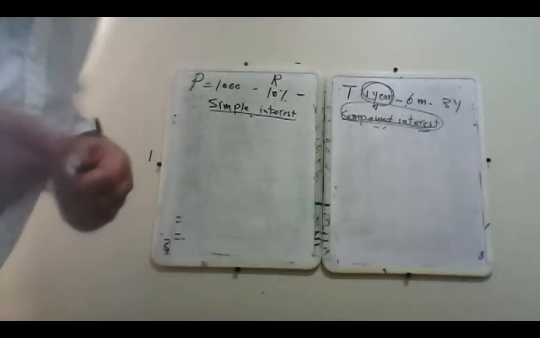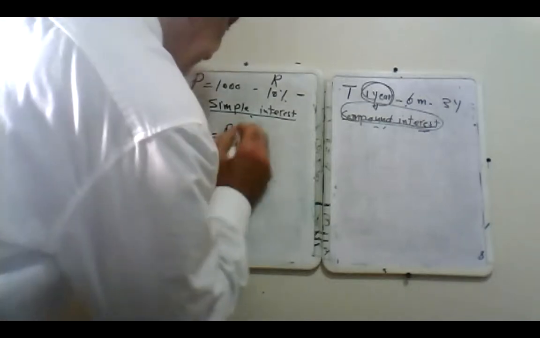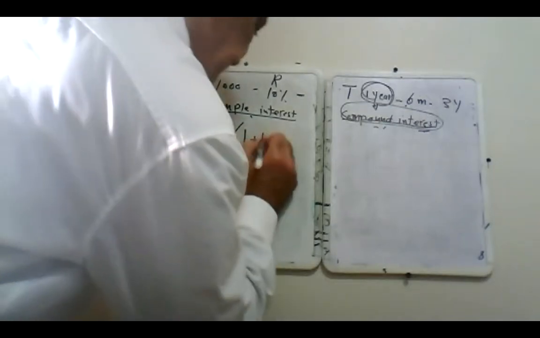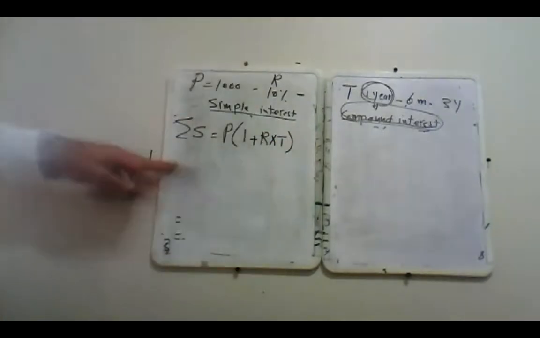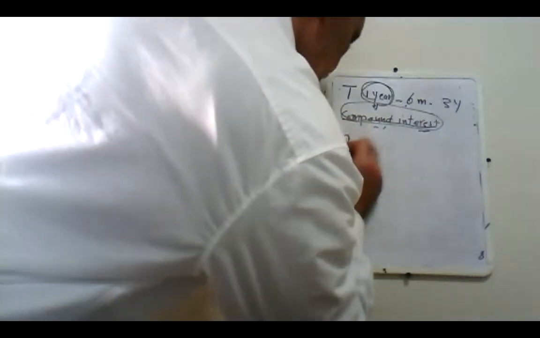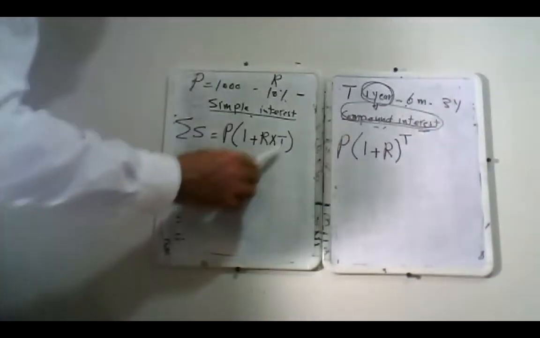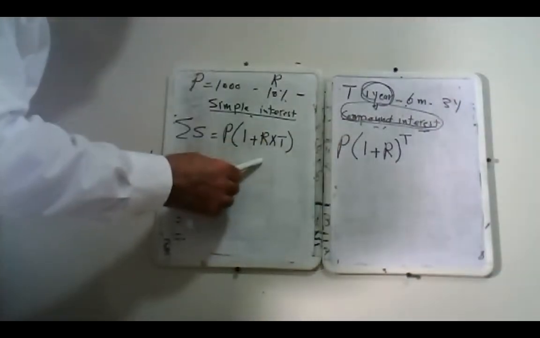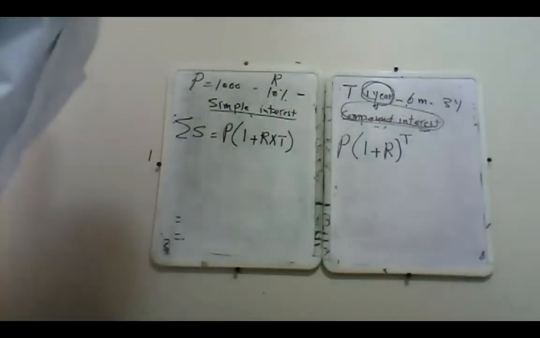Now, let's look back. Again, for simple interest, the future value equals P, the principal, multiplied by (1 plus R, the rate, multiplied by T, which is the time). For the compound interest, it will be P also, multiplied by (1 plus R, the rate of interest), but this is to the power of the time. The difference is that T in the simple is inside the bracket, while in the compound it is the power of the brackets.